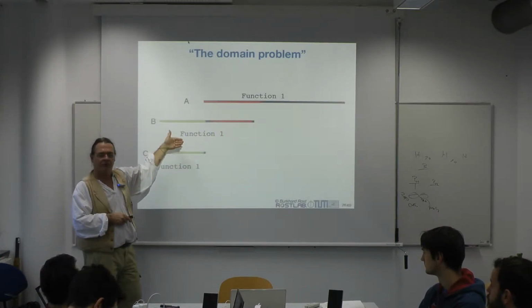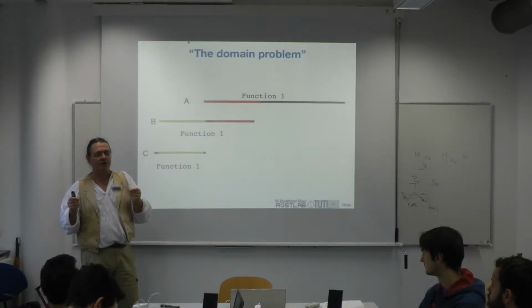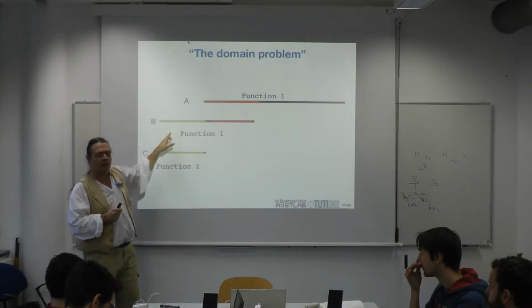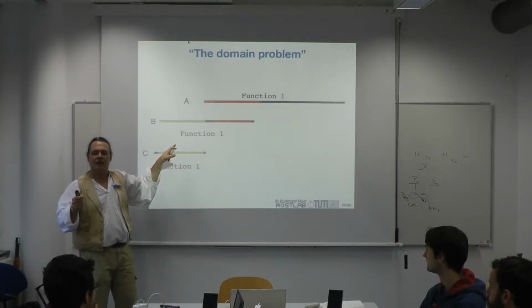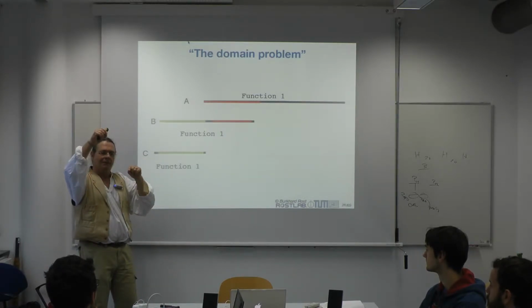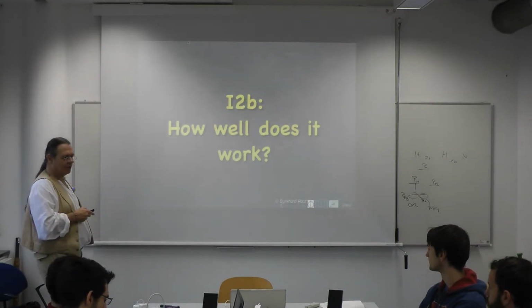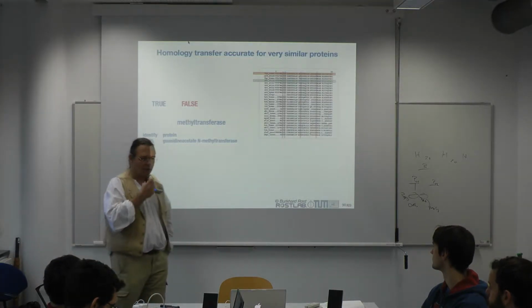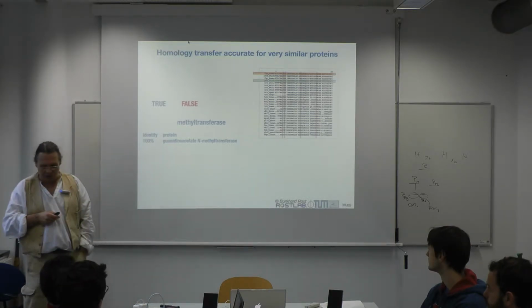But for you to see the clash, you either need to exactly know where this functional region is, or you need to have, in all cases, the one in between. And that, again, is like the ancestor. In many cases, we don't have the one in between. Moonlighting we talked about. Now, the first question is, how well does this homology inference work?